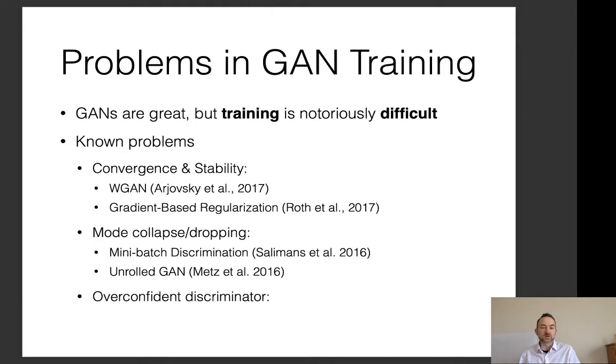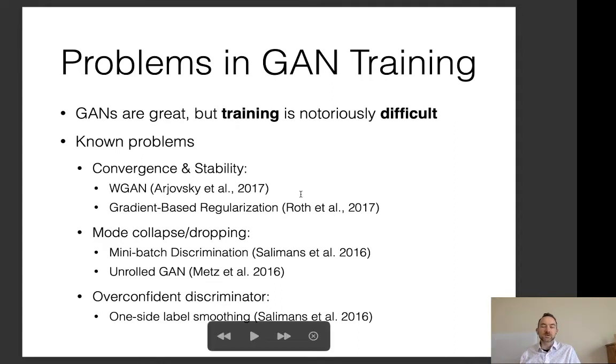Another issue is overconfident discriminators. The discriminator very quickly becomes overconfident, and there are other things like one-sided label smoothing. So I'm not going to go into all of the details here. I think the most important thing is that you just know that there are problems in GAN training, but there are lots of solutions to them, and the most recent GAN literature can give you a good idea of the tricks that need to be used to fix these problems.